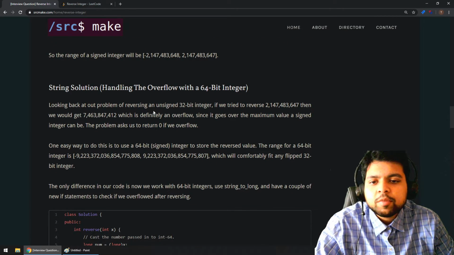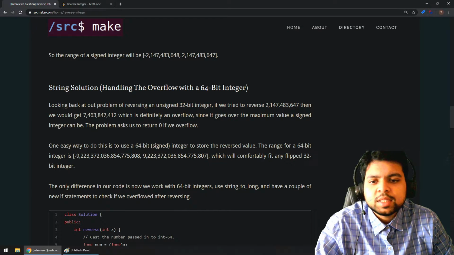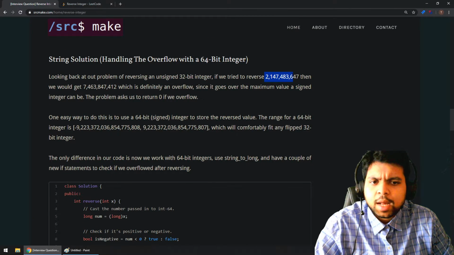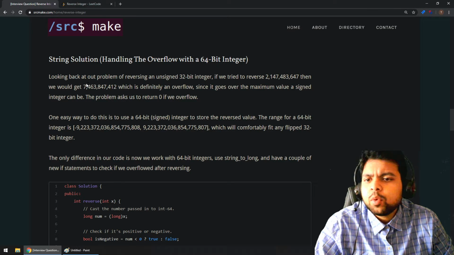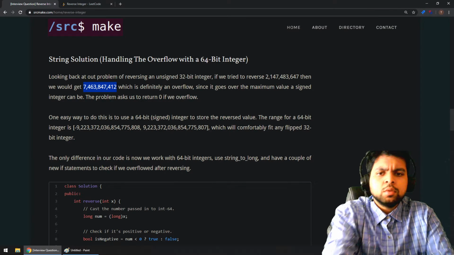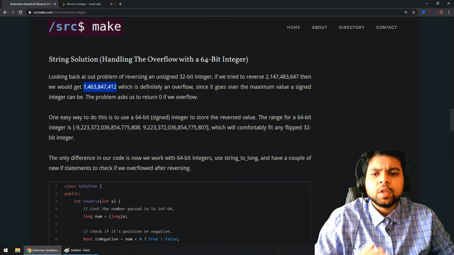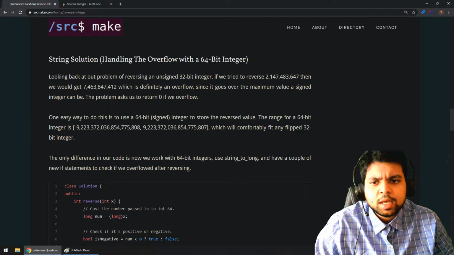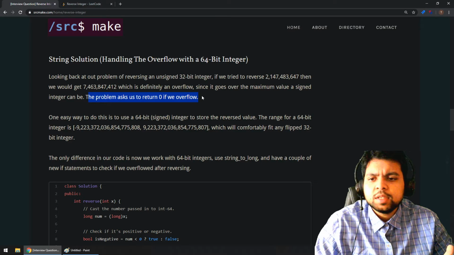So looking back at the problem of reversing a signed 32-bit integer, reversing a signed 32-bit integer means if we were to try to reverse, for example, 2.1 billion, then we would get like 7.4 billion. But this is obviously outside of the range of a 32-bit integer. So we're not allowed to do that. That would be an overflow because that's over the maximum value that the signed integer can be. And so the problem would ask us to return 0 in that case.